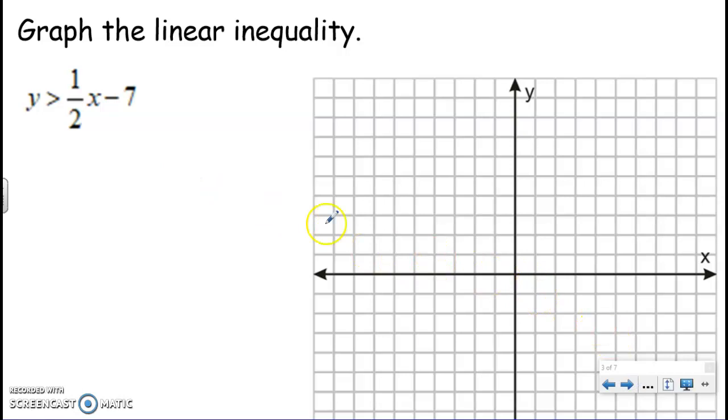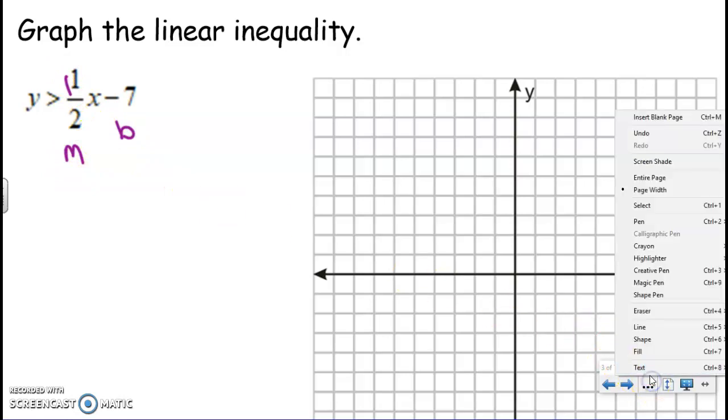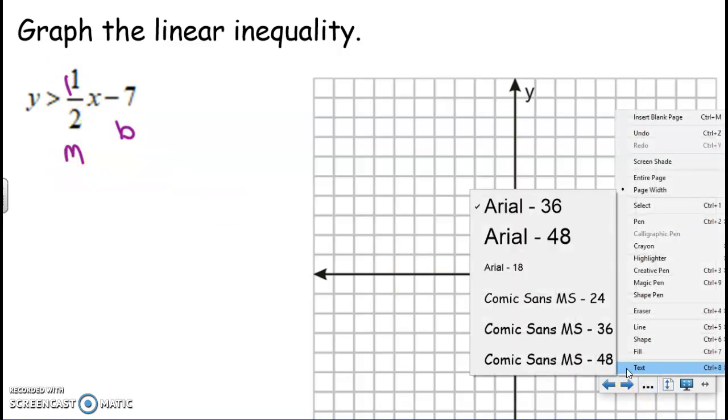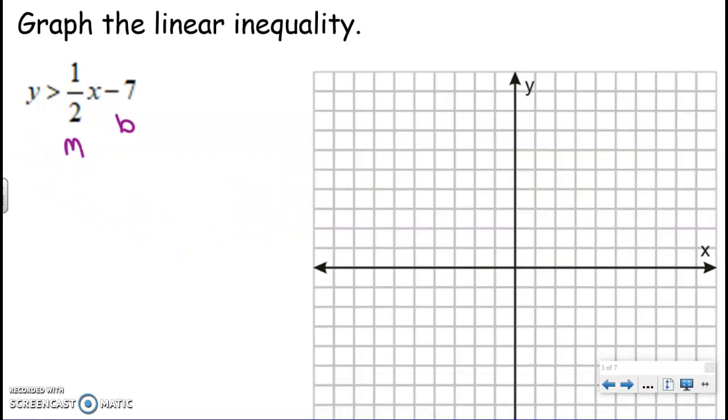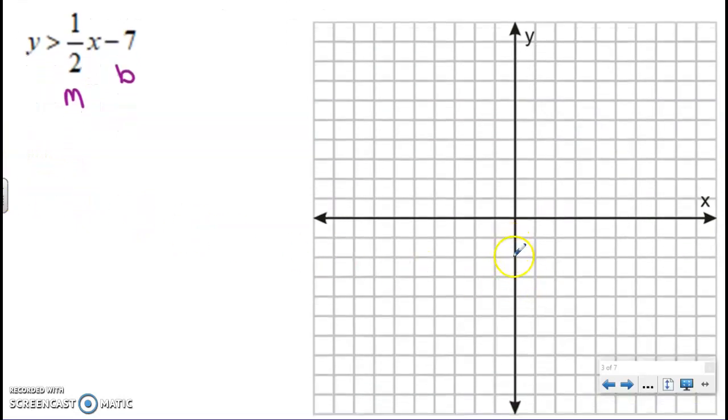Okay, so here we go. This is in slope-intercept form. I know this because the y is by itself. So remember, if I find my m and my b, I start with my b, and that's -7, and then I'm going to go up 1 over 2. So 1, 2, 3, 4, 5, 6, 7. I'm going to go up 1 over 2, up 1 over 2. And like I said before, I like to draw lots of points to help me get a nice straight line.